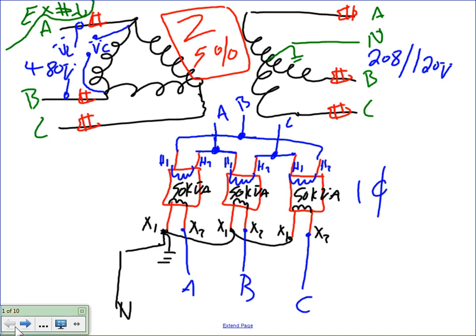So what do I need to do? I need to size the conductors coming into the system and the fuses on the primary, the conductors coming out of the system and the fuses on the secondary. That's what we do as designers. We design the conductors coming in, the conductors coming out, the fuses coming in, the fuses coming out, right? Okay, so let's go ahead and do that.